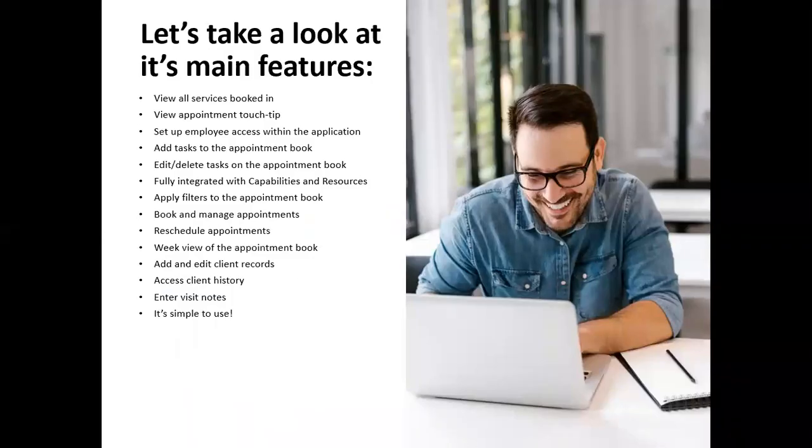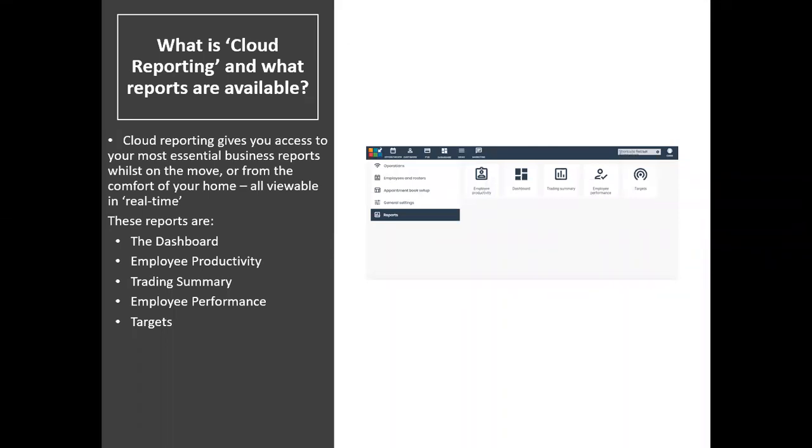So let's take a look at some of its main features. You can view all of the services that are currently booked in. You can view your appointment touch tip. You can set up employee access within the application. You can add tasks to the appointment book, and edit or delete tasks as well. And as I said, it's fully integrated with your capabilities and resources. You can also apply filters to the appointment book, book and manage appointments, reschedule. You can do a week view of the appointments, add and edit client records, access client history, enter visit notes, and of course, it's very, very simple to use. So that was the Cloud Appointment Book.